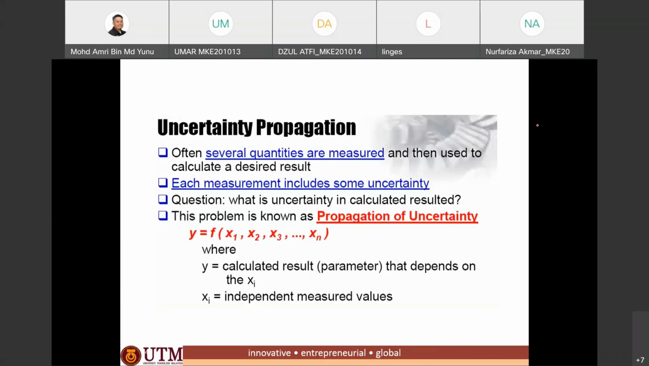For example, in Y, we have a calculated parameter that depends on a few variables or measured values, independent values. Each independent value has its own uncertainty. So we need to include that uncertainty to get the calculated result uncertainty.